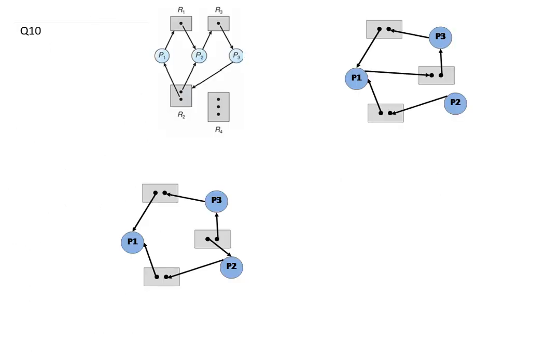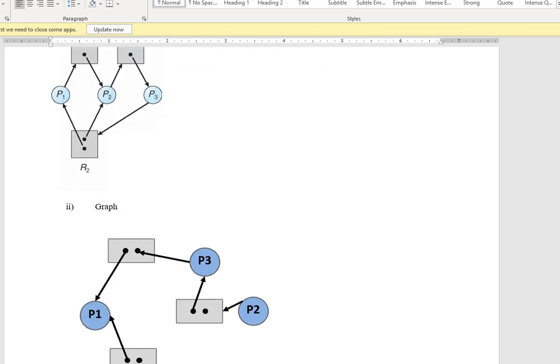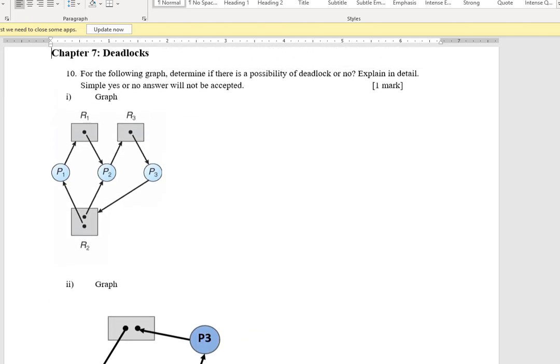Now question 10 is from chapter 7. It asks, for the following graph, determine if there is a possibility of deadlock or not, and explain in detail.